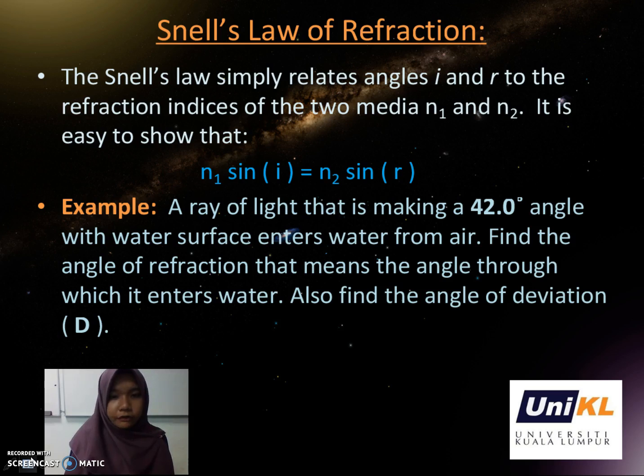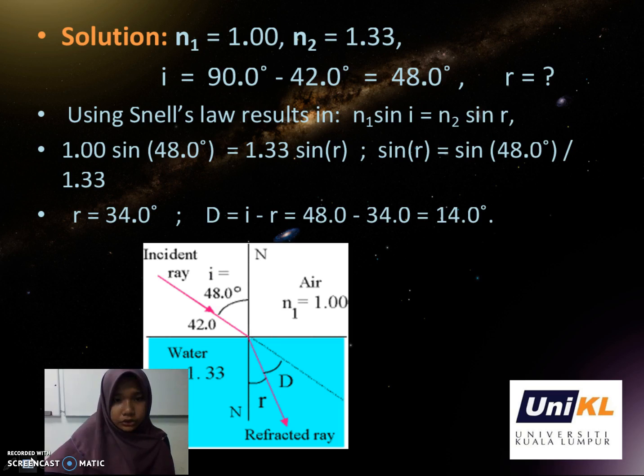Example: a ray of light making a 42 degree angle with the water surface enters water from air. Find the angle of refraction, that means the angle through which it enters water. Also find the angle of deviation. So this is the way that you can calculate. So this is the solution.